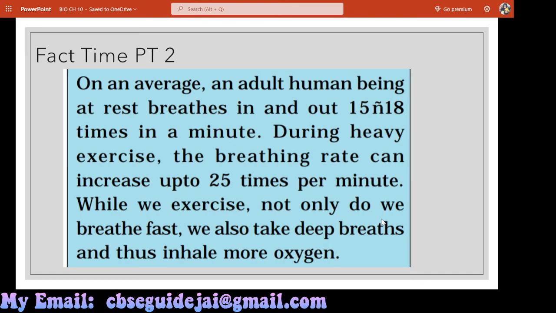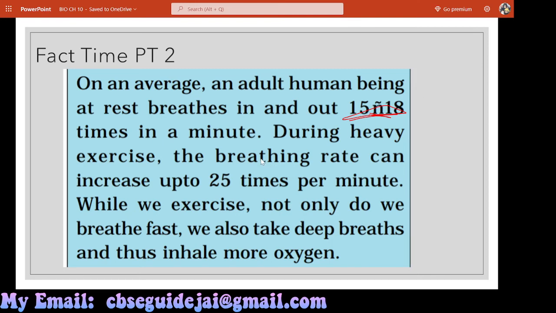Fact time part 2. On average, an adult human being breathes in and out 15 to 18 times a minute. 15, I actually don't get this. Like, what? Wait, so I think it is... yeah, it's the breathing rate.